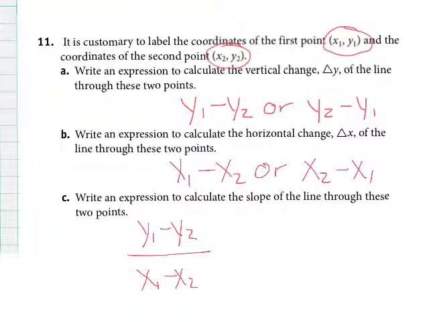Here is my disclaimer and warning in the same sentence. Here's my disclaimer: it does not matter which y you start with on top, or which x you start with on bottom. What does matter is that it has to be the same. So if I start with y1 on top, I have to start with x1 on bottom. If consequently, and here's my or, I start with y2 on top, so I do y2 minus y1, what has to be on bottom? x2 minus x1.